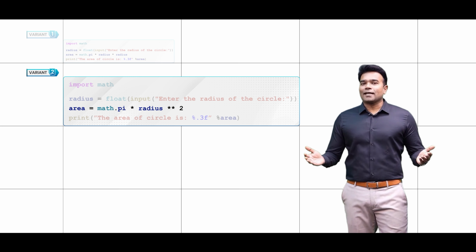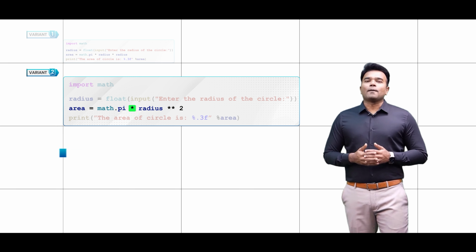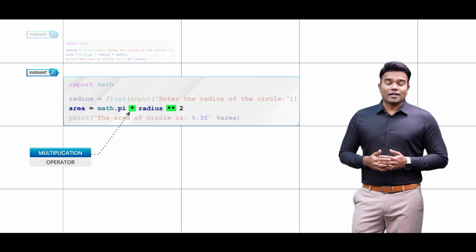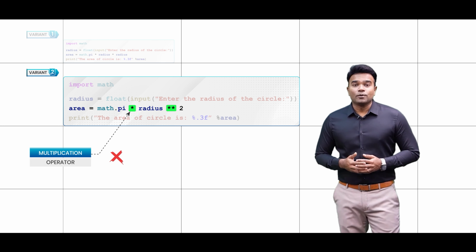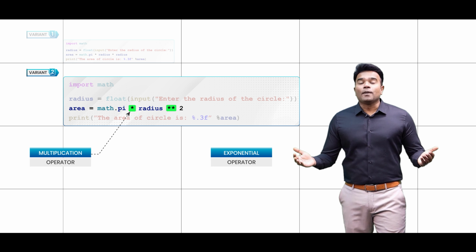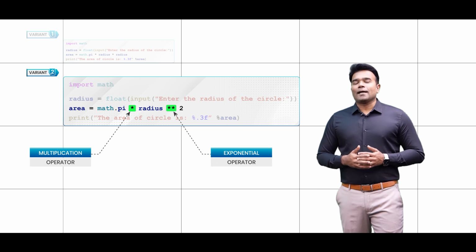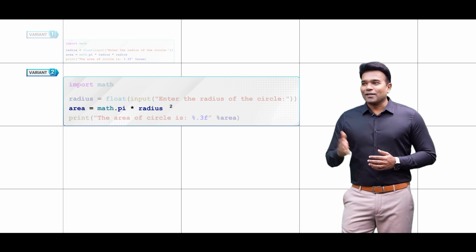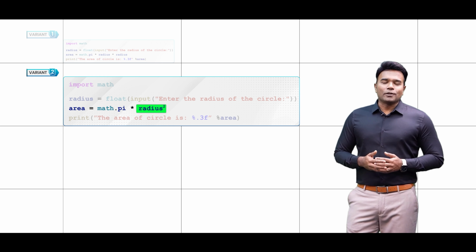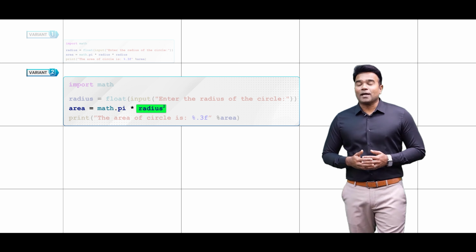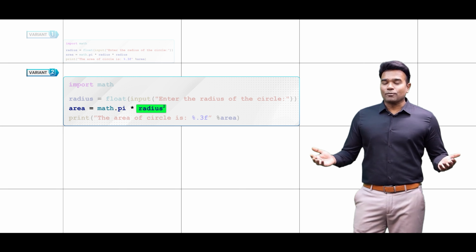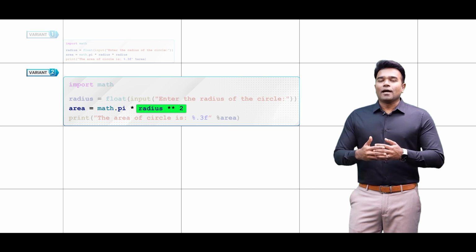Please understand one thing, that here the star operator means the multiplication operator, but when you use the star twice like this, then it is not the multiplication operator, rather it is the exponent operator. What I mean by saying radius star star 2 is basically that this 2 is the power of the radius, like this. In other words, it becomes radius square. But in Python we cannot express radius square like this, rather this 2 we will have to bring it here and then have a star star over here.